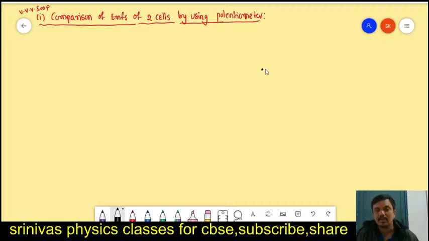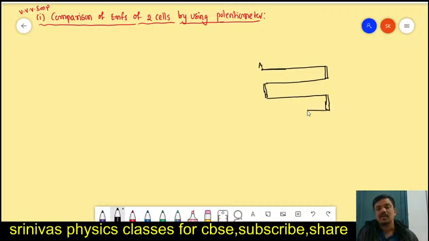We can go for the first potentiometer, right? This is the wire. You know that a potentiometer has 10 separate 1 meter wires. This is the first wire, the second wire, third wire. We did the experiment also, right? Based on this, how to compare the EMFs of two cells, like this. This is the potentiometer wire.